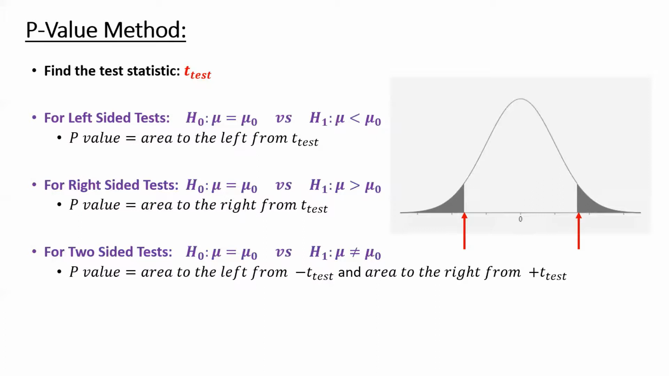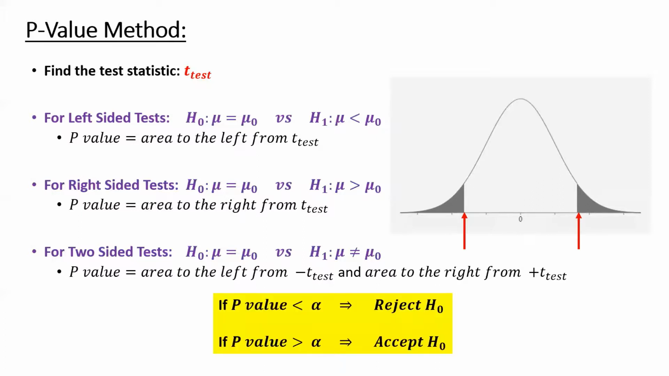As you know from last week, no matter whether your test is left-sided, right-sided, or two-sided, the decision criterion based on the p-value stays the same. Reject the null hypothesis if the p-value is lesser than alpha. Alpha is always 5% or 0.05 for this class. And accept the null hypothesis if the p-value is greater than alpha.